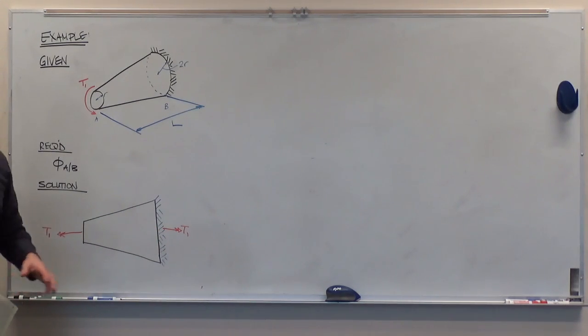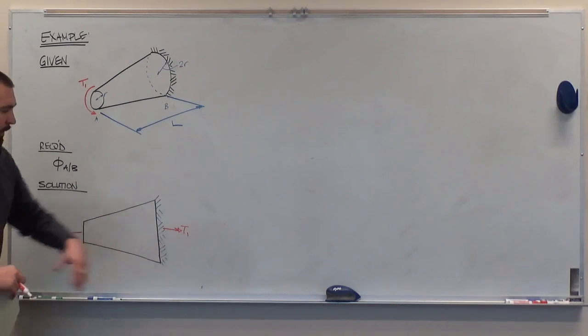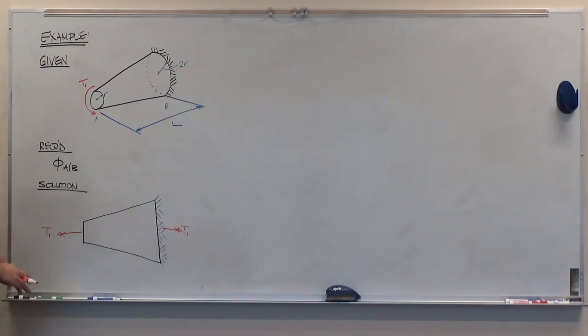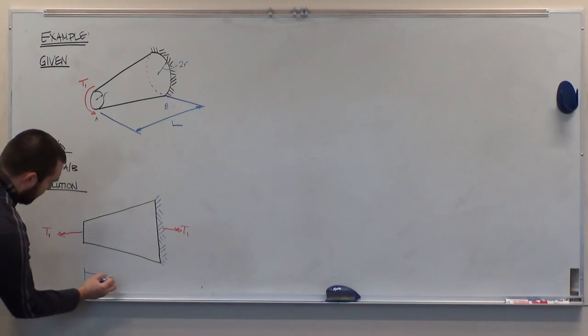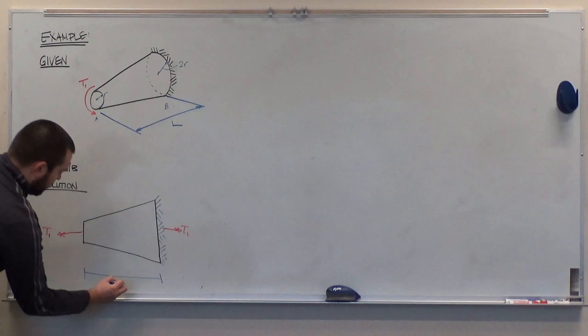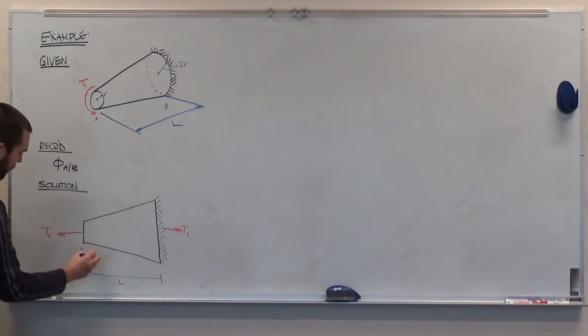Again, it's a relatively simple problem, so I didn't bother summing the moments about the x, but that's how we would have gotten this value of T1 if we didn't know it intuitively. We know that the length of this column is L, and we know, let's see, label these points really quick, A and B.